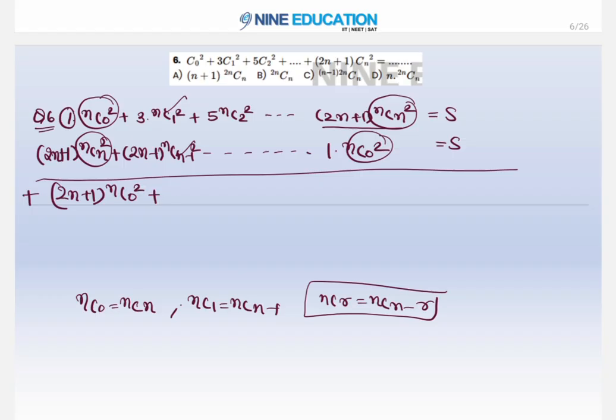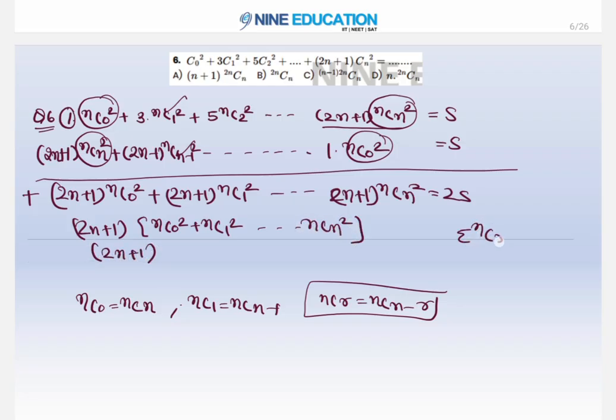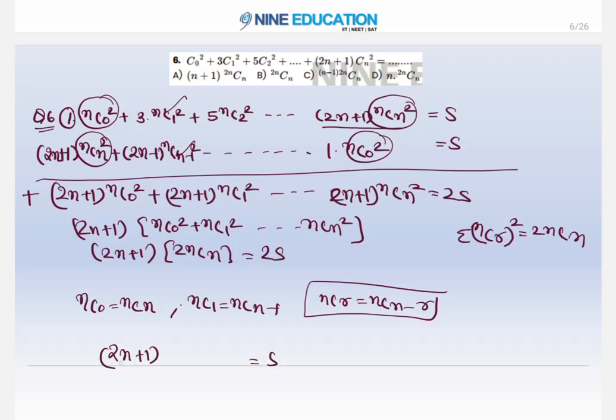If we add it, what are we getting? 3 plus 2n minus 1, again (2n plus 1) into nC1 squared, and so on, (2n plus 1) into nCn squared, and this is equal to 2S. Take (2n plus 1) common. So inside you will be left with nC0 squared plus nC1 squared, and so on, up to nCn squared. And already we know that the summation of nCr squared equals 2nCn. So this is 2nCn and this is given as 2S.